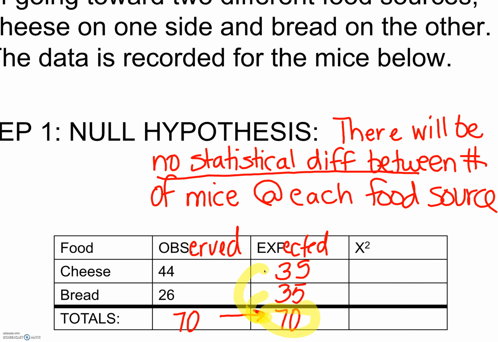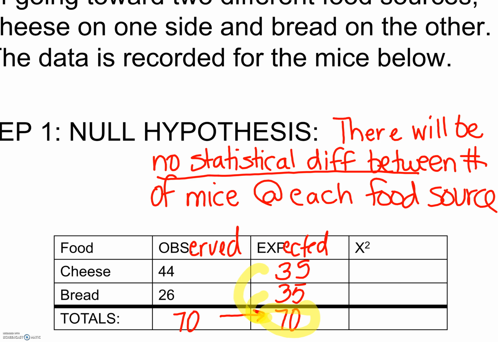Because we're expecting no difference, we're expecting the same number of mice. If there were 8 options, we would expect the same number of mice at each of those 8 options. This is why the null hypothesis works very nicely for this. We're expecting there to be no difference, so you just take your total, divide it by the number of options, and assume that there will be the same number at each location. So does that make sense? We're good so far.